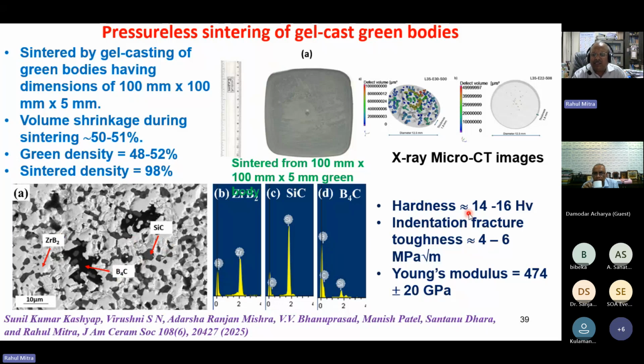Hardness is between 14 to 16 GPa, Vickers hardness, HV, that is the number. And fracture toughness between 4 to 6 MPa root meter and Young's modulus of 474 GPa. So these were actually measured properties.